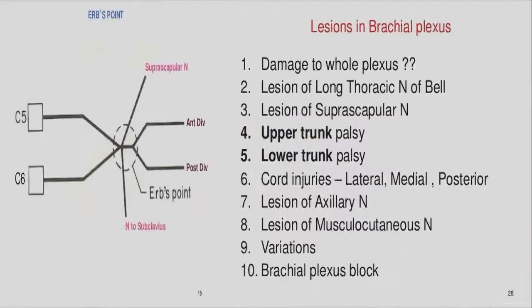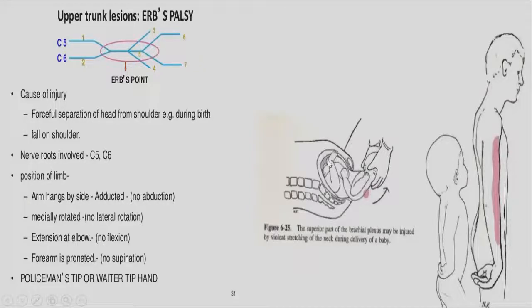So let me start with the clinical application, the lesions of the brachial plexus. I'll talk about the lesion to the long thoracic nerve. I'll talk about the lesion of the suprascapular nerve. You have to know this. Upper trunk lesion, which is basically Erb's paralysis, because this is the upper trunk. You have lower trunk, which is Klumpke palsy. I'll talk about the cords, lesions to the axillary nerve, lesions to the musculocutaneous nerve, a bit of variations, and brachial plexus block. So Erb's palsy.